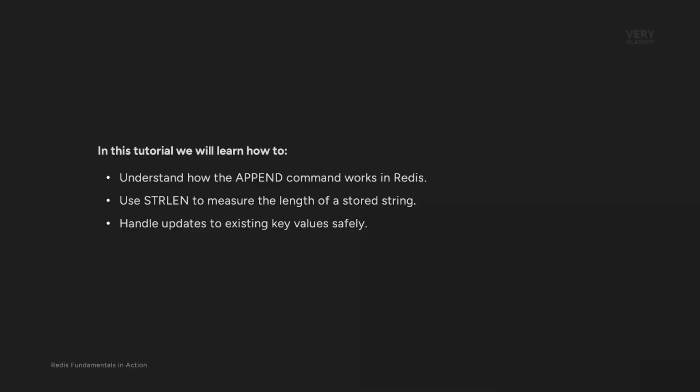I think that pretty much wraps up Redis string operations using append and string length. So in this tutorial, we saw how to add data to existing keys, how to measure the length of a stored string, and how Redis handles operations on keys that don't yet exist. Now each command was simple to use and consistent in its behavior, which makes them great tools for working with string data. Now, as we continue exploring Redis, remember that these basic operations form the building blocks for more complex patterns. Being comfortable with them gives us a solid starting point.